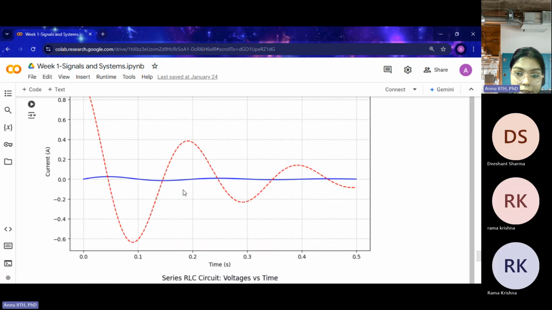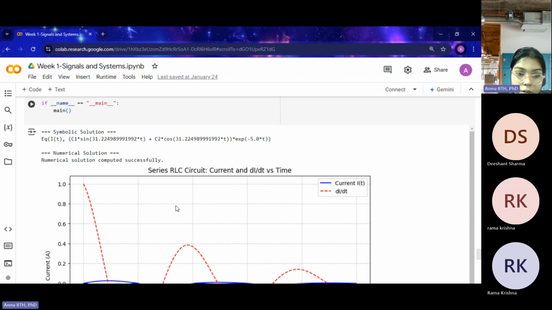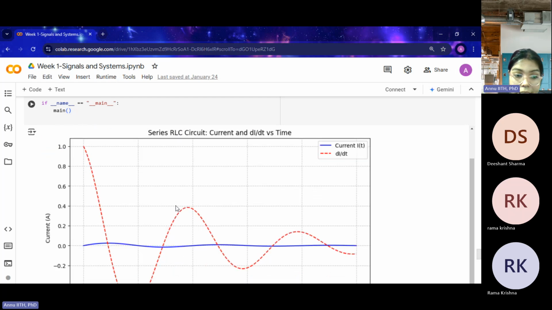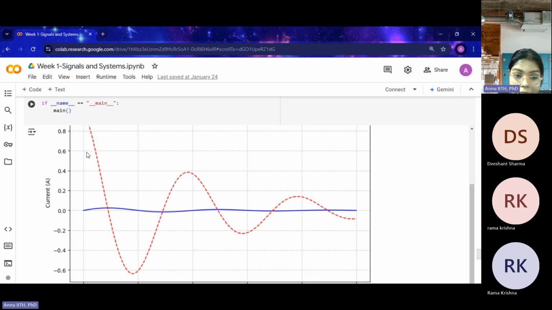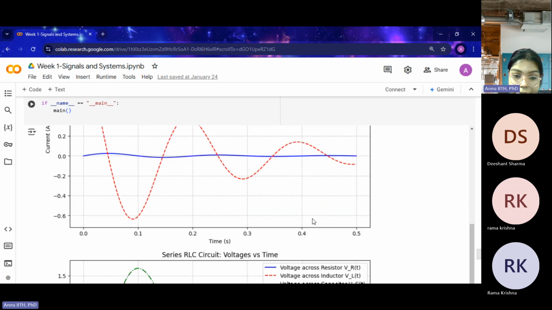And this is very interesting, this RLC circuit. So as we know, the voltage across capacitors was what? 1 by C integration of i(t) dt. So this is series RLC circuit. And if this is the current, how the differentiation looks like. So differentiation is like this, dotted red.